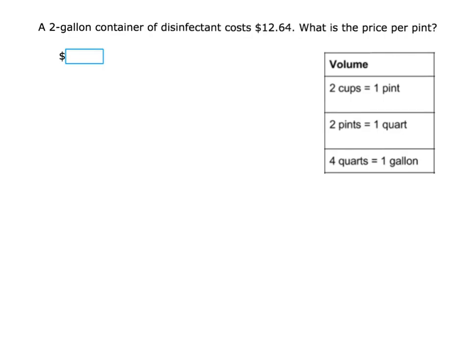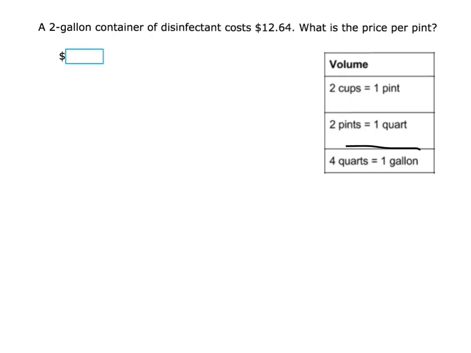Okay, IXL J K.3. So it's unit pricing again, but now we're going to have to actually do a little bit of unit conversion using this stuff right here in order to get our answer. We're asked, a 2-gallon container of disinfectant costs $12.64, but what is the price, not per gallon. This time they want to know what the price per pint is. So we've got to do a little bit of work here and make sure we understand what these unit measures or these conversion factors mean.